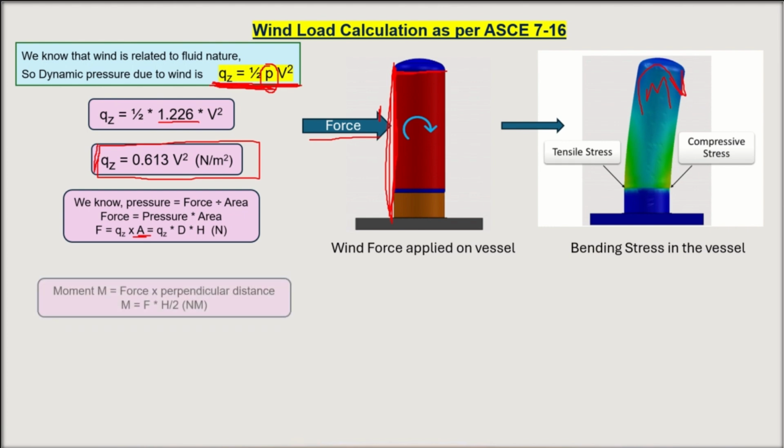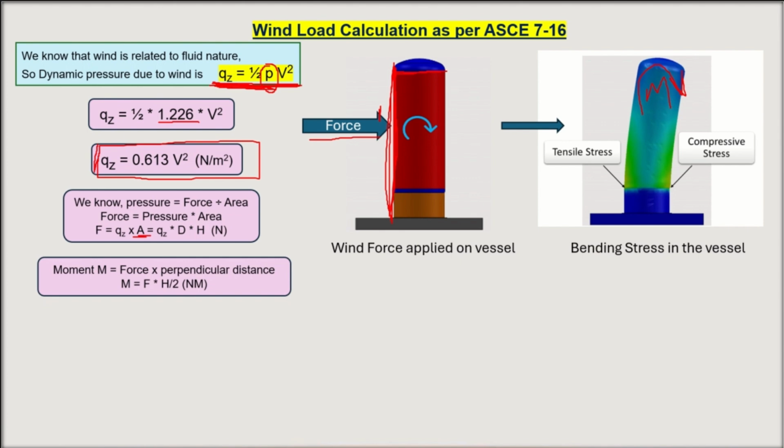We know moment is equal to force into perpendicular distance. That is, force is F and the perpendicular distance, it is acting at CG, so from the ground level, M is equal to F into H by 2. That is in Newton meter, guys. Due to this moment, we observe some bending stresses.